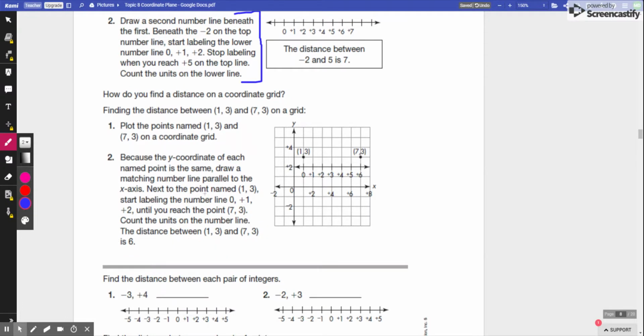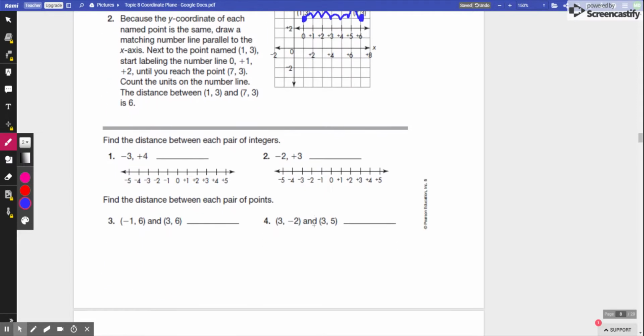Okay, so on a coordinate grid, if you need to find the distance between 2 points, for example, the point 1, comma 3 and the point 7, comma 3, one way to do it is to grab a grid paper and identify your x and y axis and then plot those points. So if I plot 1, comma 3 is right up here, and then if I plot 7, comma 3, it's right here. And again, they're drawing a second number line right here, which I see why, but really for me, I feel like it's easier to just count the jumps. 1, 2, 3, 4, 5, 6. There's going to be 6 jumps between those 2 points.